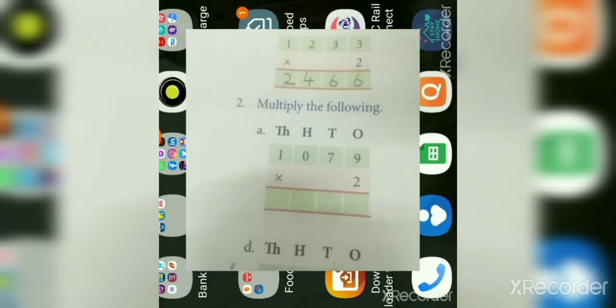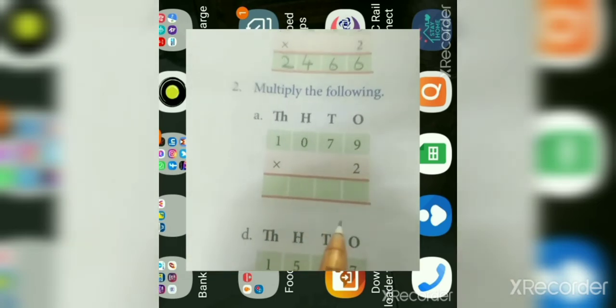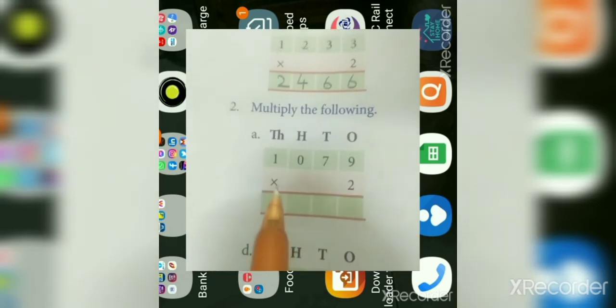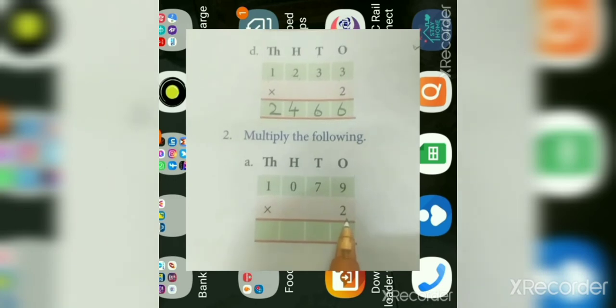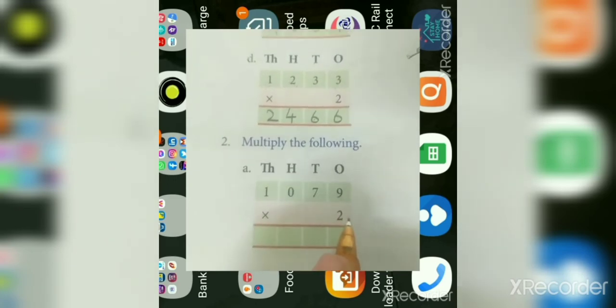Now let us learn how to multiply a 4-digit number with a 1-digit number with carrying, meaning when the carrying number comes. So here the number is 1079 into 2. We will start from the ones place. So 2 9s are 18. Here we will write 8, as it is 18, in the ones place, and 1 we will carry over to the next place, that is the tens place.